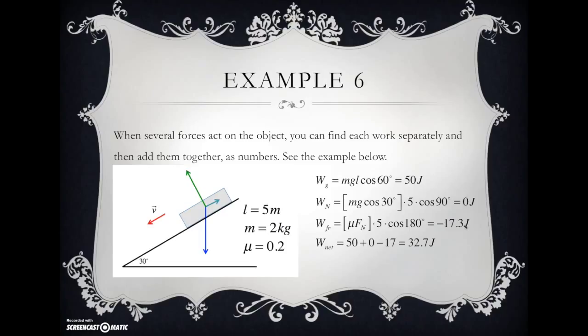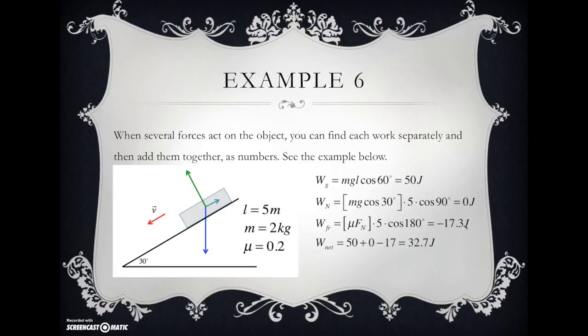And so then, to find net work, I add all those three numbers together. 50 plus 0 plus negative 17, and I was lazy. It's 17.3 actually, so 32.7 joules is our net work.